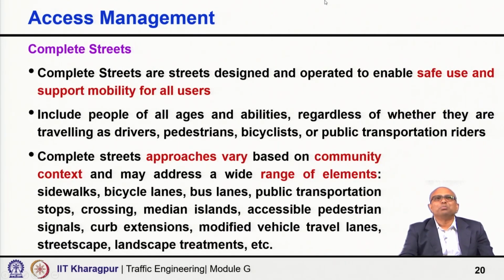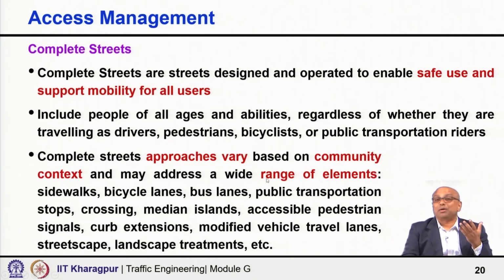Next, complete streets, my last point. Complete streets are streets designed and operated to enable safe use and support mobility for all users. The most important thing: safety and support for mobility of all users, not only motor users. So, it may include people of all ages and abilities, regardless of whether they are travelling as drivers or pedestrians or bicyclists or even public transport riders. For every type and every class of road users, support mobility and safety.